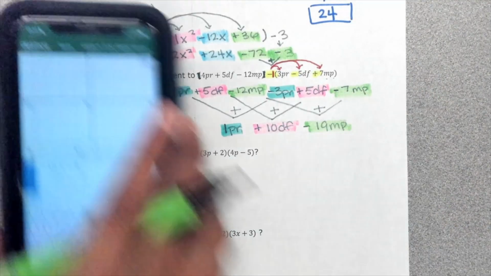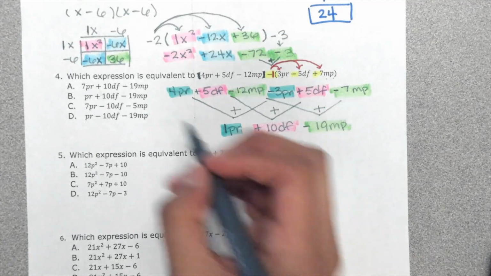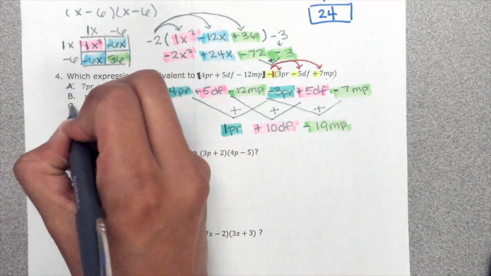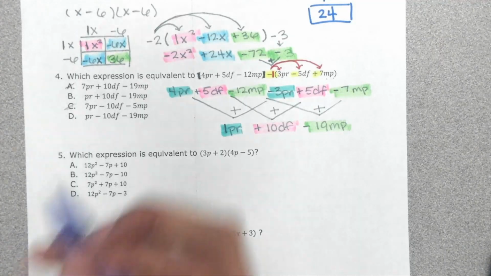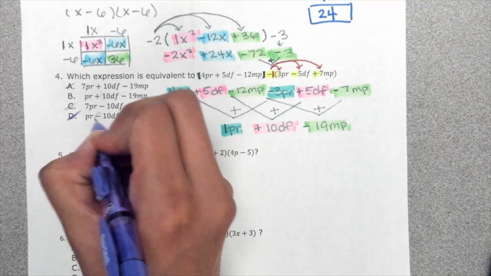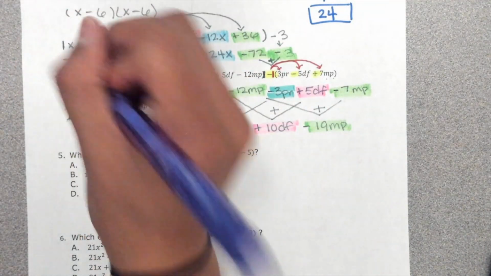This is my final answer simplified, and we're going to look at our answer choices, crossing out A, C, and we are going to cross out D because that second term is incorrect. Our final answer is B.